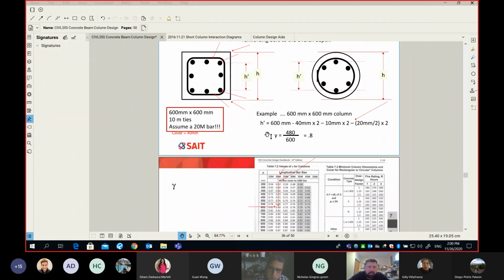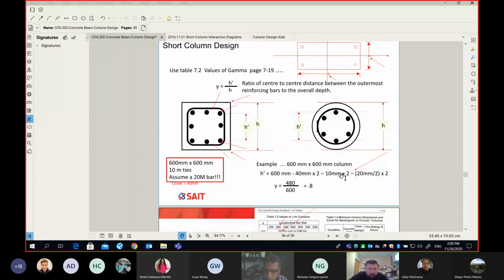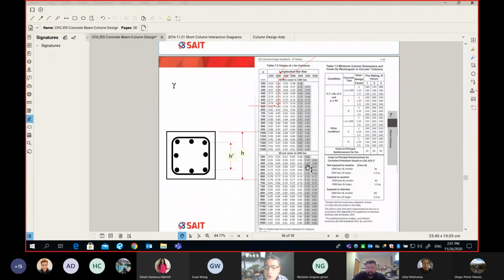Okay, you can find it manually using this very simple calculation by knowing the concrete dimension, by knowing the cover, the tie diameter, and the bar diameter as well. We can find the gamma, or the code provides a nice table that gives you the gamma directly.